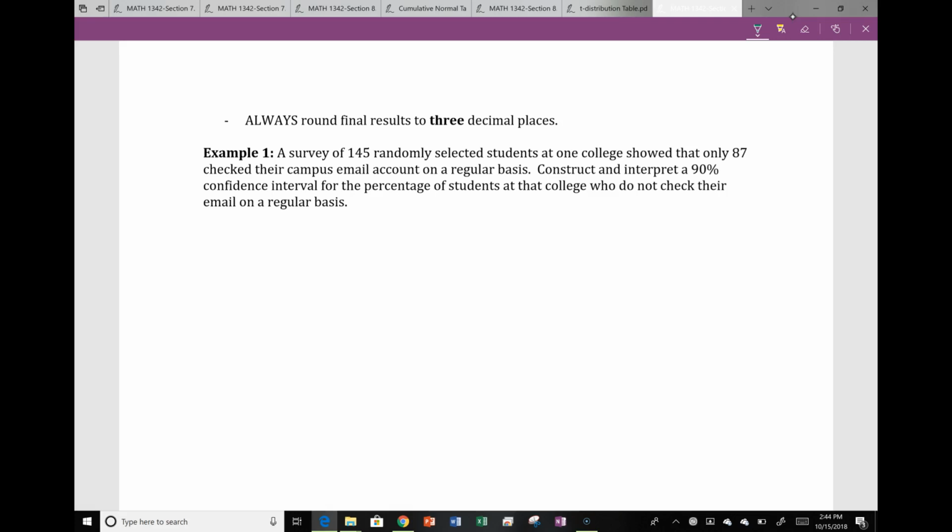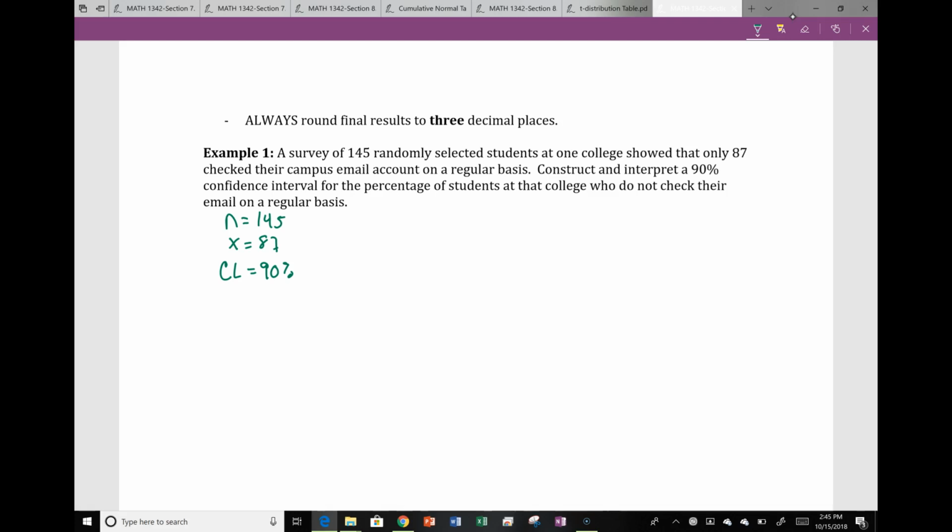So a survey of 145 randomly selected students at one college, that's our sample size, showed that only 87 check their campus email account on a regular basis. So our X is 87. That's the number in that specific group. Construct and interpret a confidence interval of 90%, so our confidence level is 90%, for the percentage of students at the college who do not check their email on a regular basis.